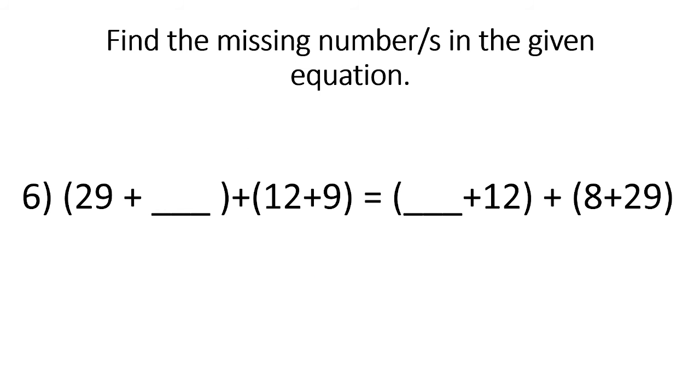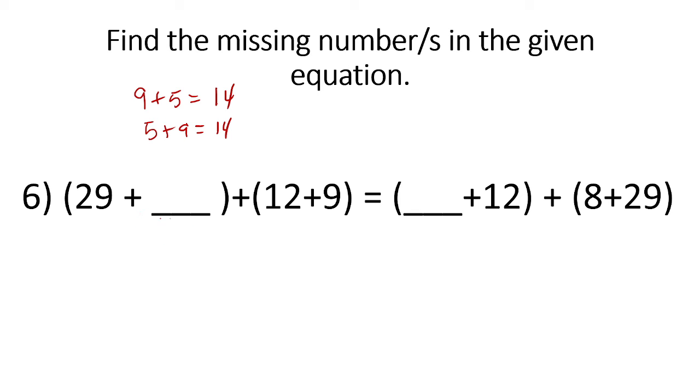Okay, so the next part is find the missing number or numbers in the given equation. Kung mapapansin natin, lahat ito ay addition. Kapag sinabing addition, ito ay commutative property. Kahit bali-baliktarin mo yan, pareho lang sila ng sagot. Kasi kung halimbawa, 9 plus 5 is 14, ganun din yon, 5 plus 9 is 14. Kahit baliktarin mo, ganun pa rin ang sagot.